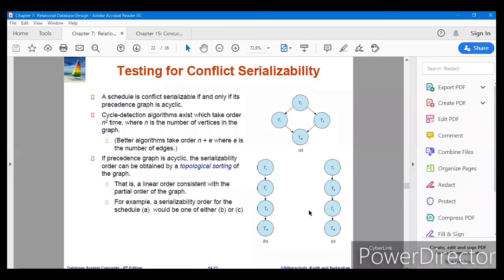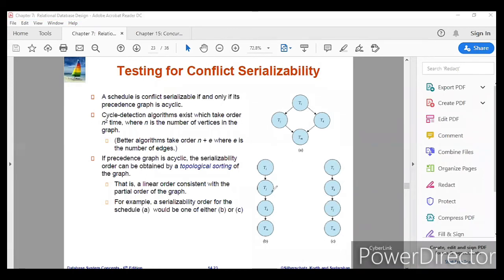So Ti, then it goes to Tj. We first take Ti, then we go to Tj, and then we go to Tk, because first this level will complete, then this level, then this level. So Ti, Tj, Tk and Tm. This is equivalent to figure B. Second is Ti, then Tk, then Tj and then Tm. This is figure C. So these are the two serializable orders converted from A.